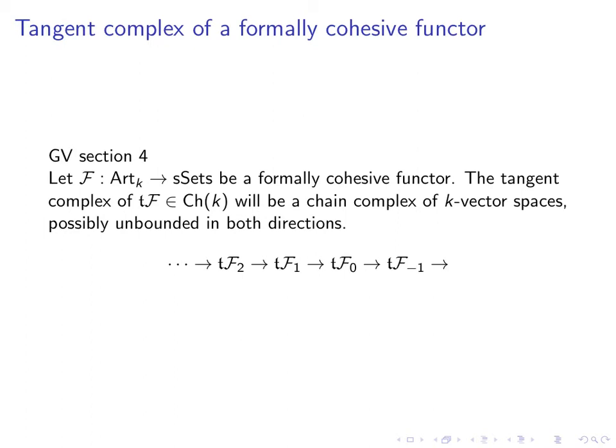Okay, now we can finally get to the main topic of this talk, and that's the tangent complex of a formally cohesive functor. And this is Galatius and Venkatesh section 4. So what are we aiming for? So we start with a formally cohesive functor, and we're aiming to build a chain complex of k vector spaces, and it will possibly be unbounded in both directions.